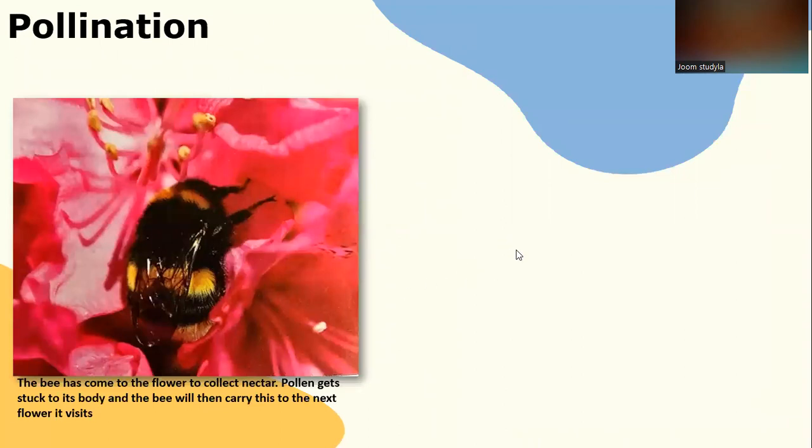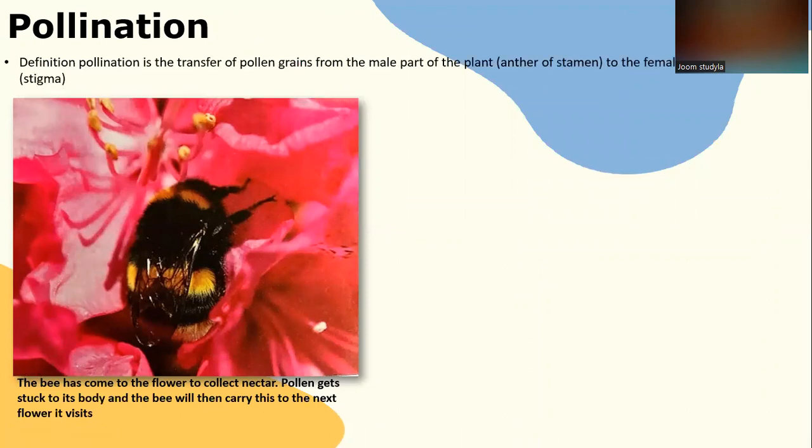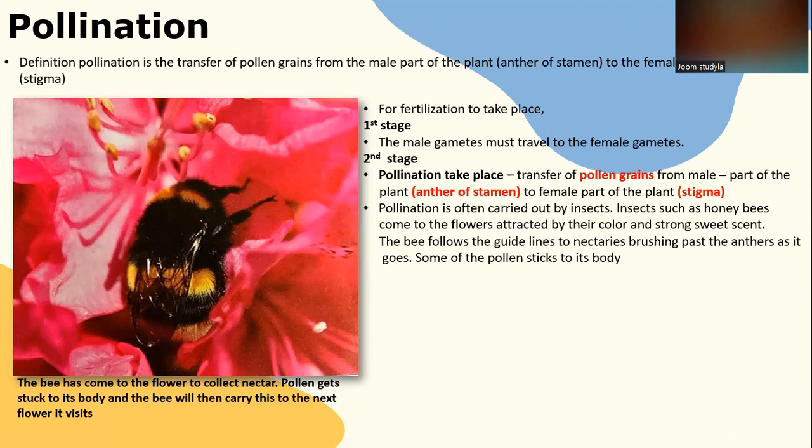Let's look into the topic of pollination. Pollination, by definition, is the transfer of pollen grain from the male part of the plant, the anther of the stamen, to the female part of the plant, the stigma. For fertilization to take place, there are several stages. First stage, the male gamete must travel to the female gametes. Second stage, pollination takes place, whereby pollen grain is transferred from the male part of the plant, anther of stamen, to the female part of the plant, which is the stigma.